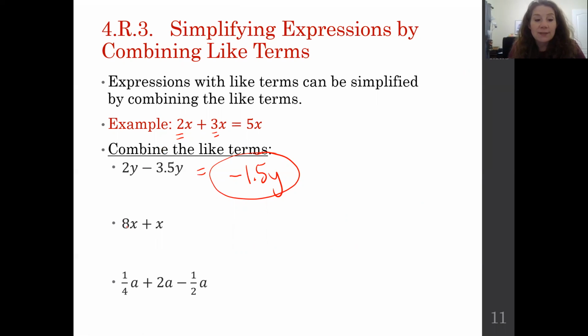Now look at the second one. This says 8x plus x. Well, what's the coefficient? The coefficient is 1. So 8x plus 1x is 9x, right?